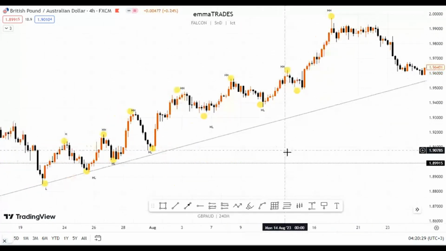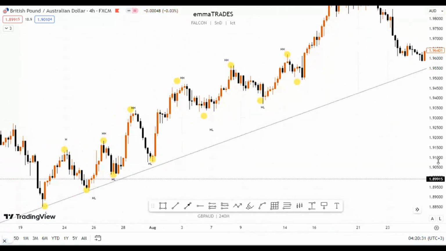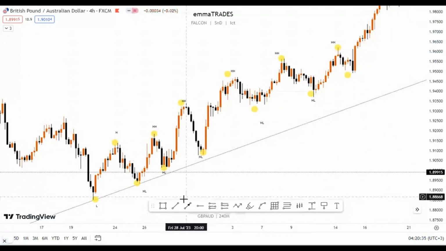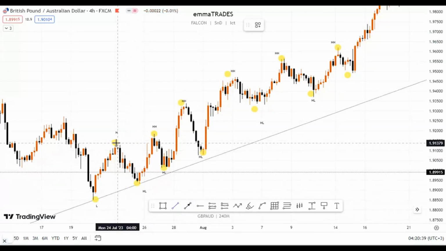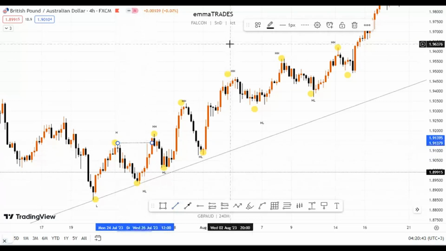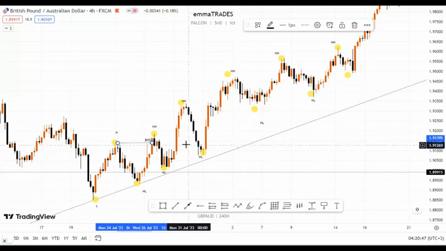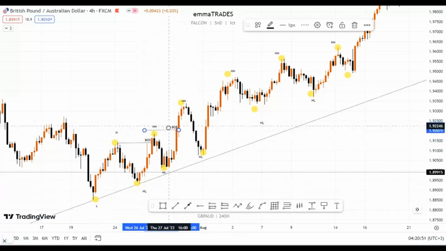So we see that when price is breaking structure in an uptrend, it usually breaks to the upside, right? So what we are focusing on is that break to the upside. If this was our high, you see that price breaks structure right over here, and I can denote it with my break of structure tool. That's right over there, and you can see price continue doing this as it moves upwards.